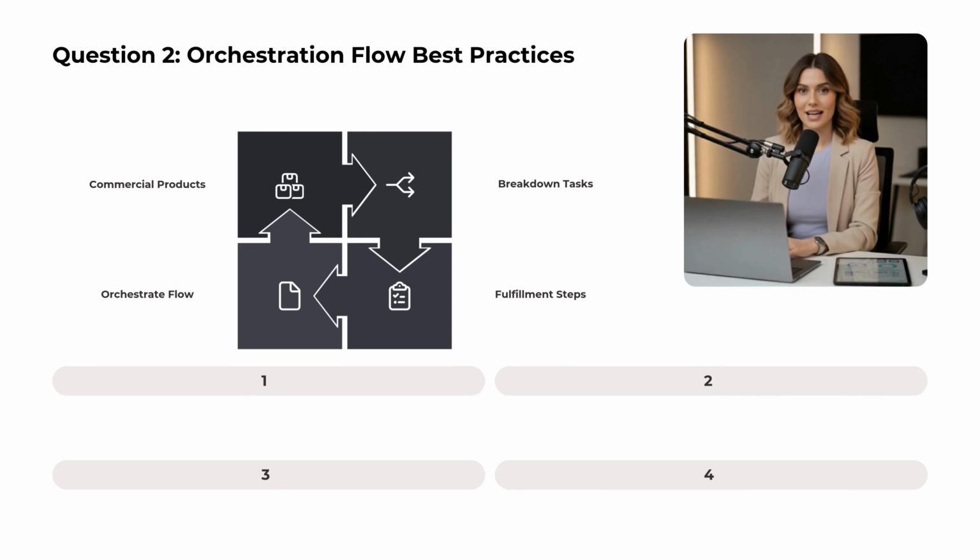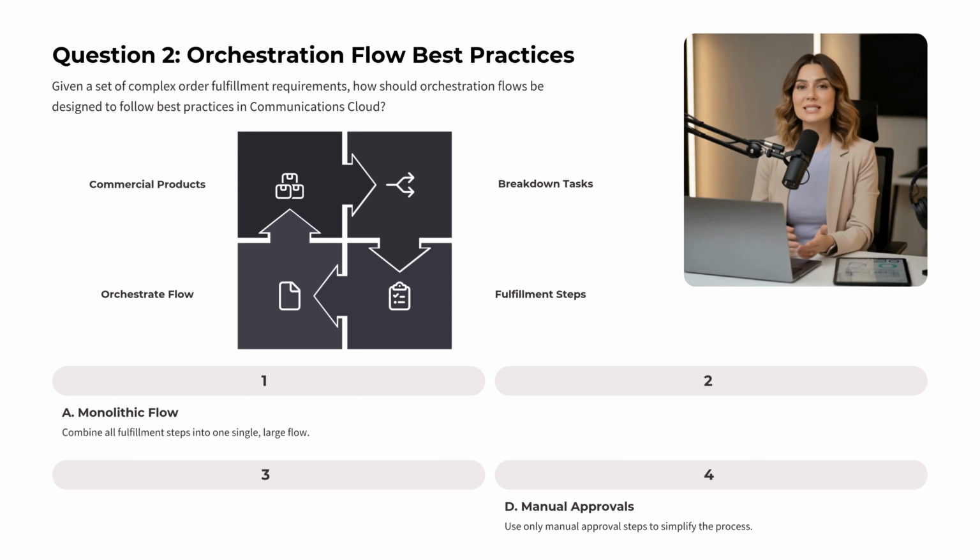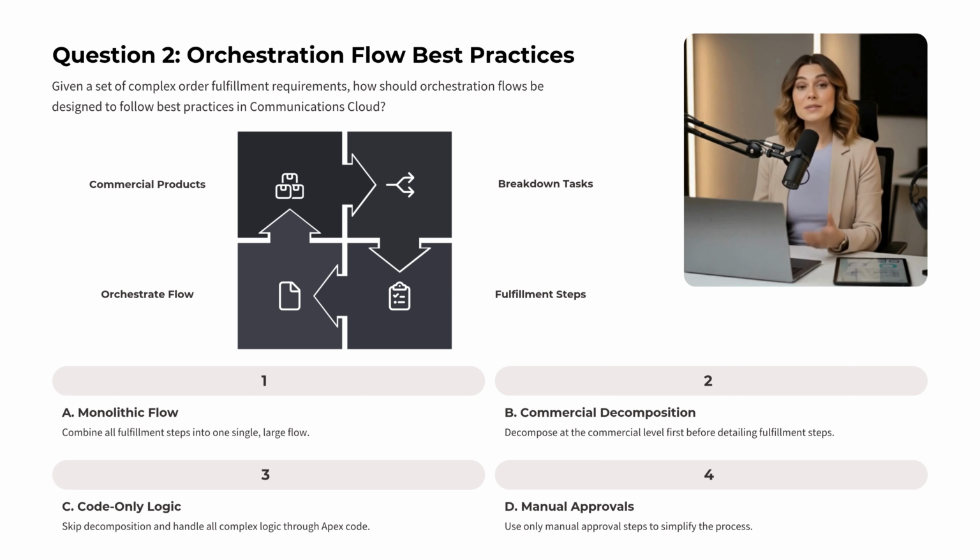Question 2. Given a set of order fulfillment requirements, how should orchestration flows be designed to follow best practices? Options. A. Combine all fulfillment steps in one flow. B. Decompose at the commercial level first before fulfillment. C. Skip decomposition and handle logic through Apex code. D. Use only manual approval steps to simplify the process.